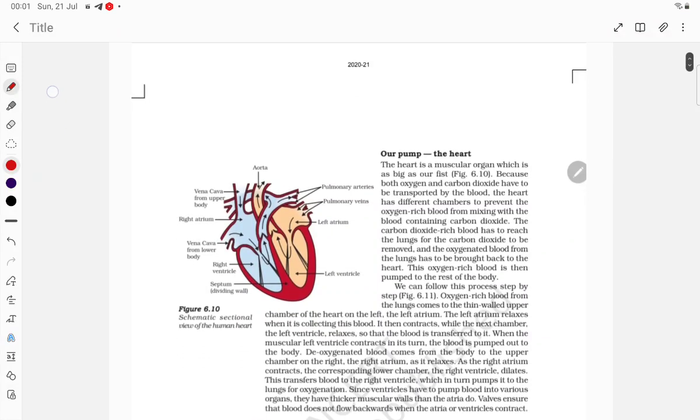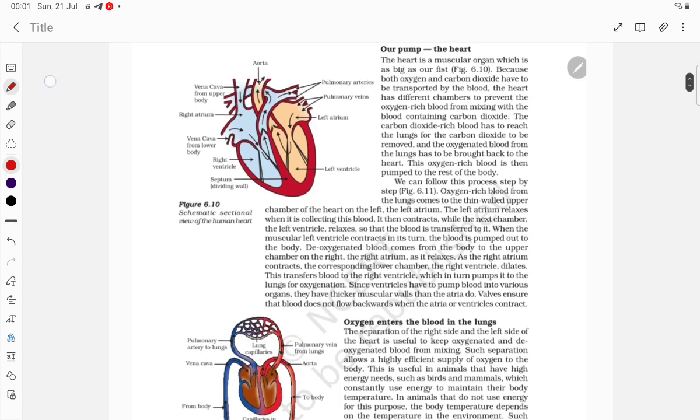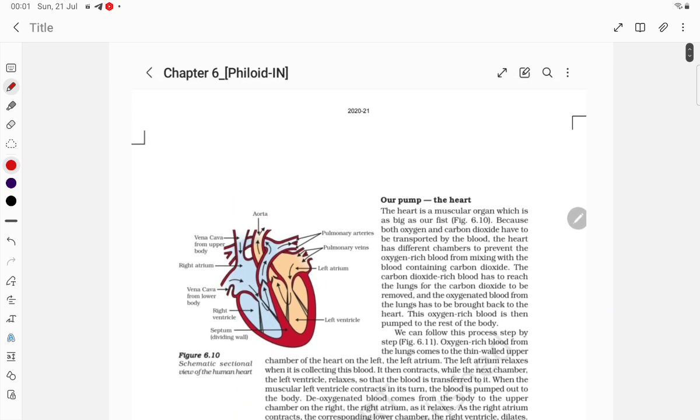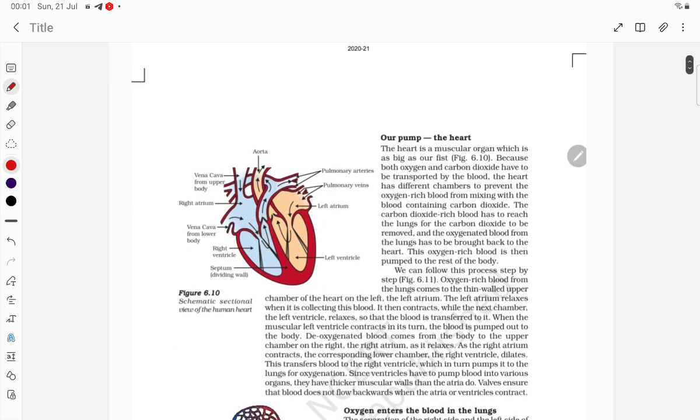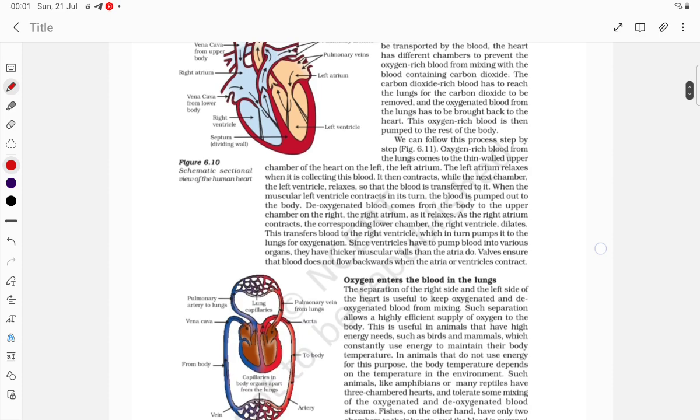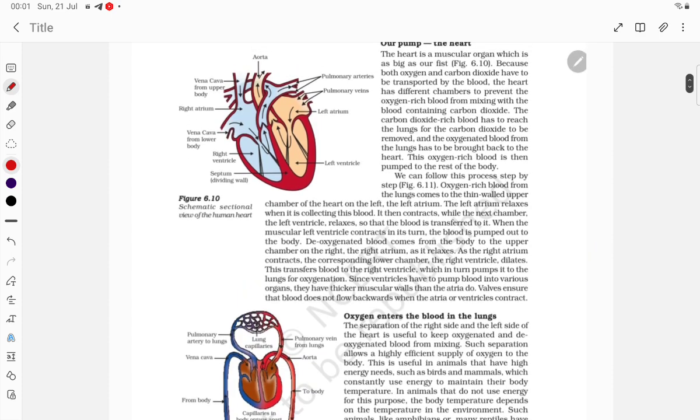Hello student, let's try to understand the topic, transportation in human beings. The transportation in human beings takes place by the heart. The heart has four chambers: right atrium, then what will be there, student?